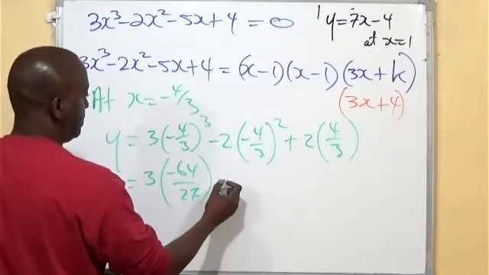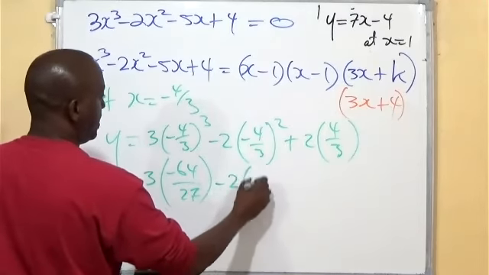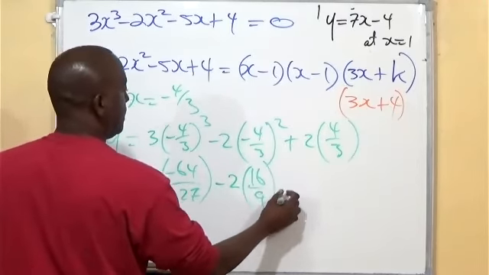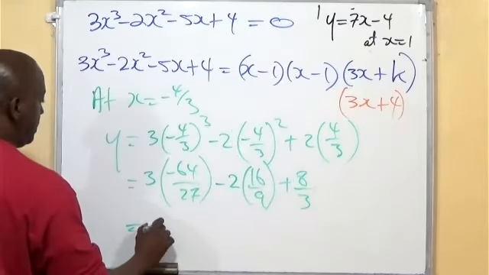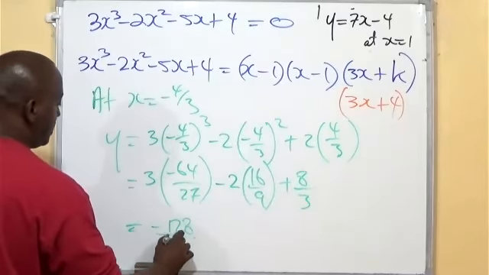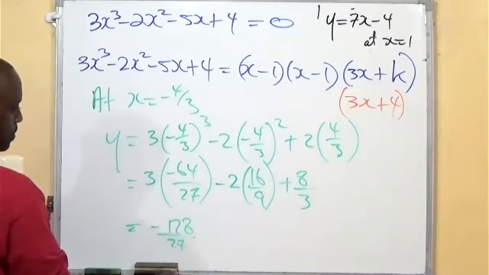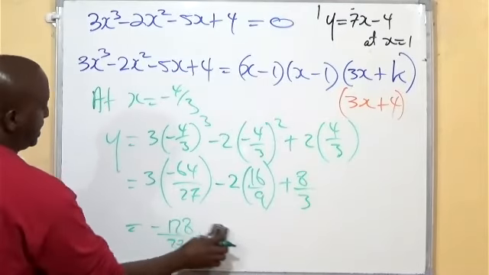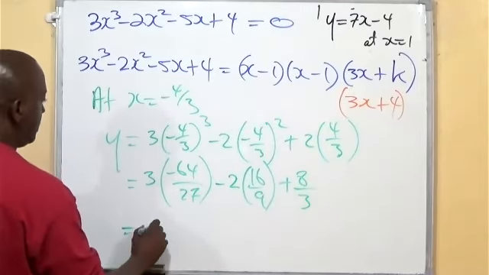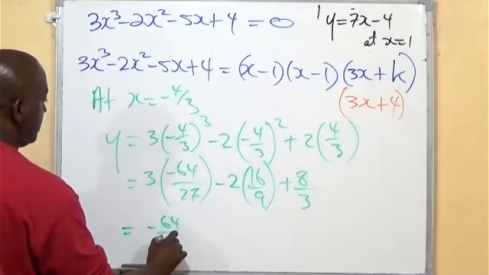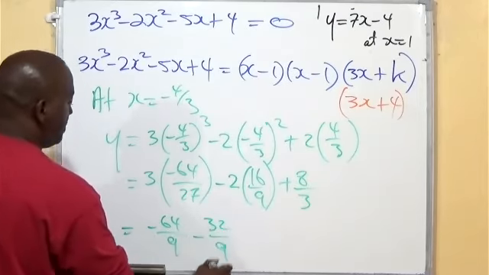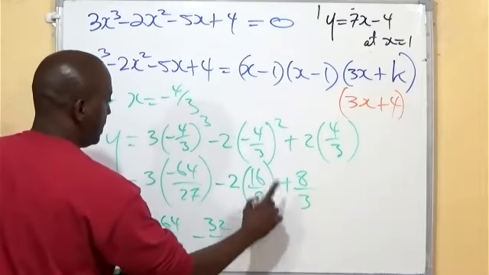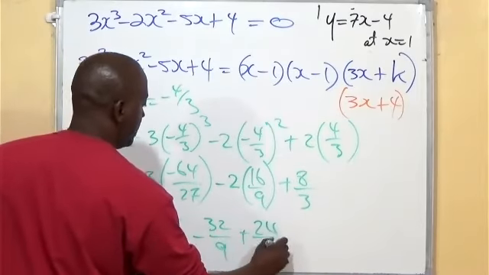Look at it again, same thing we did earlier. Minus 2 by 16 over 9 plus 8 over 3, which is minus 128 over 27. We could just divide each by 27 and make it 9. So you get minus 64 over 9, minus 32 over 9. Make life easy for yourself. Plus 8 by 3 is 24 over 9.